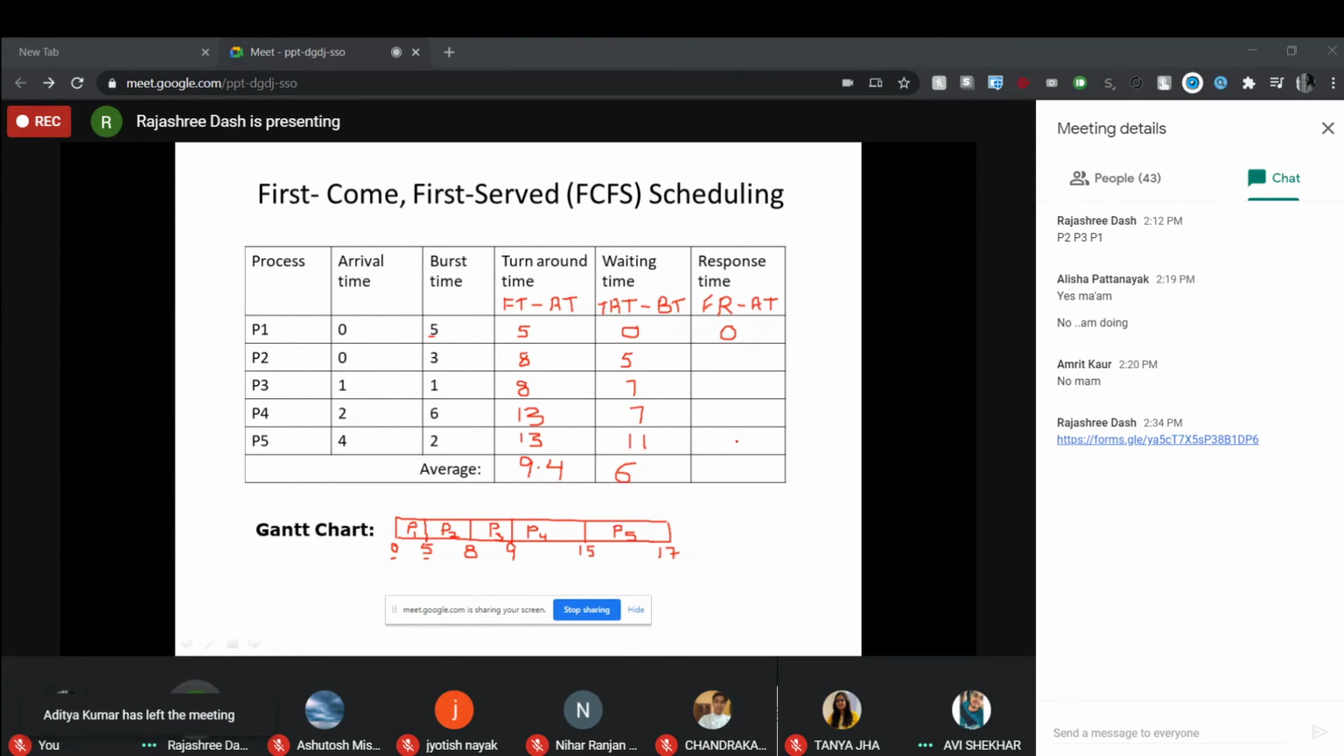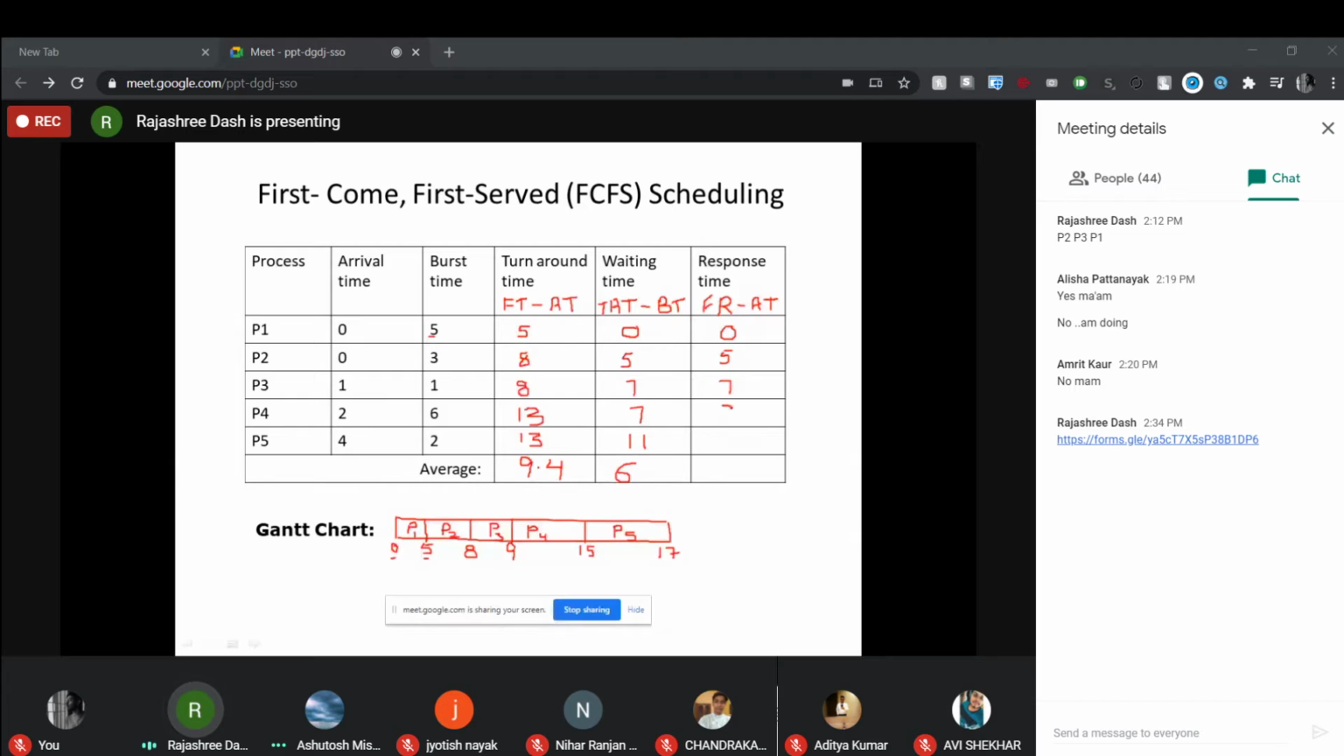For P2, 5. The first response for P2 is 5. 5 minus the arrival time 0, that is 5. For P3, 8 minus 1, very good, 7. For P4, 9 minus 2, again 7.